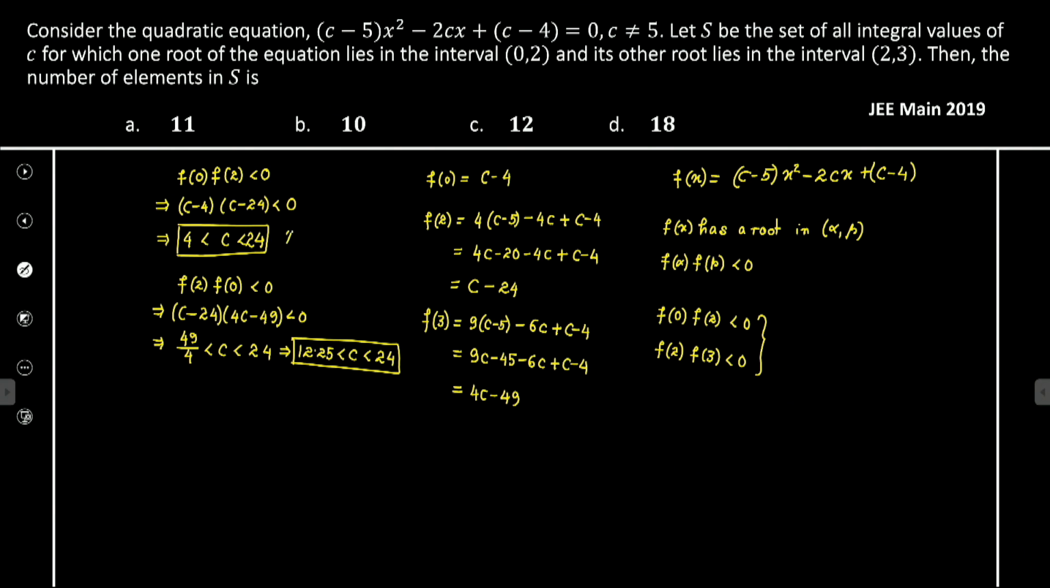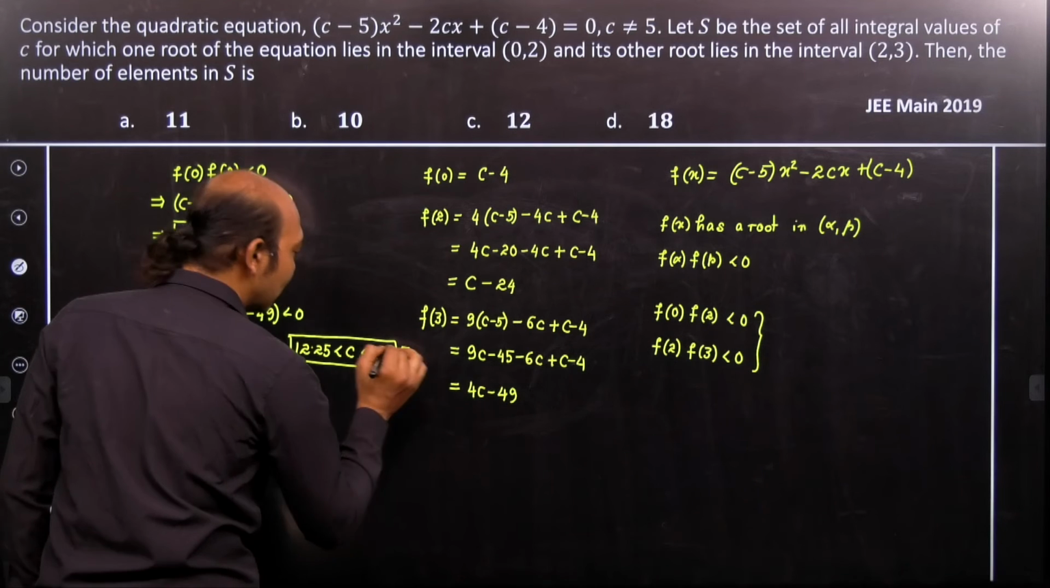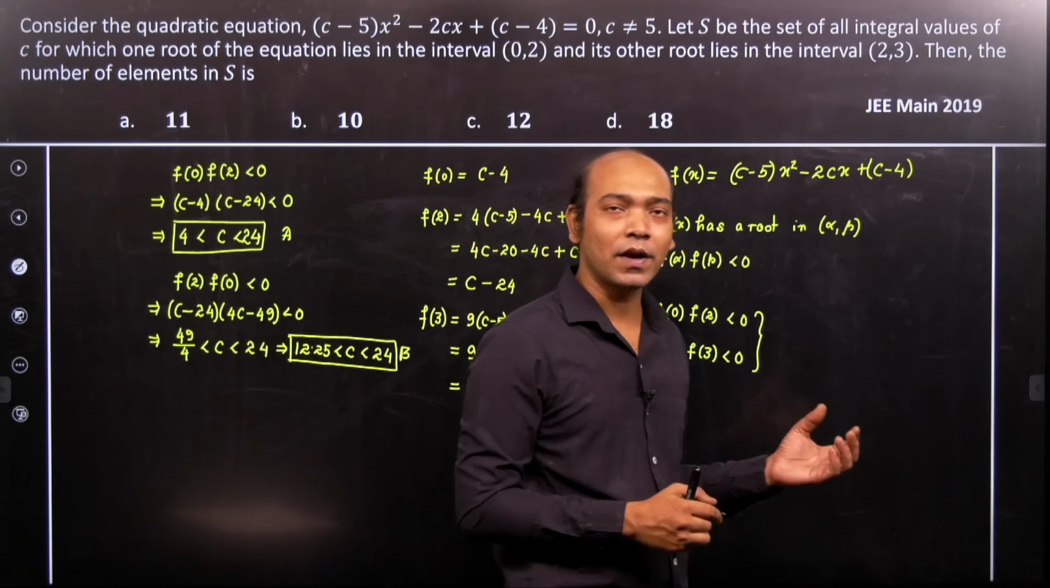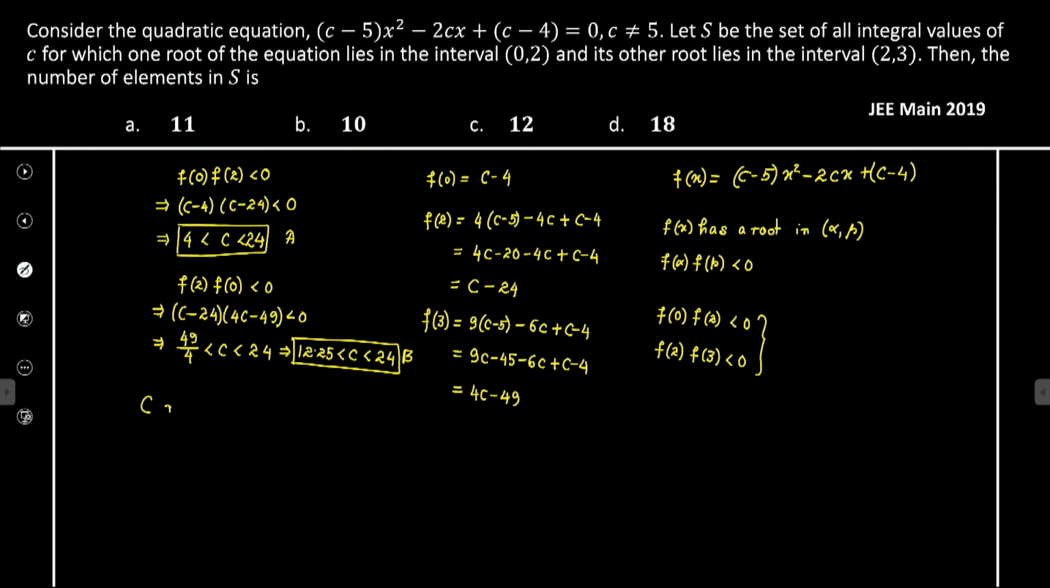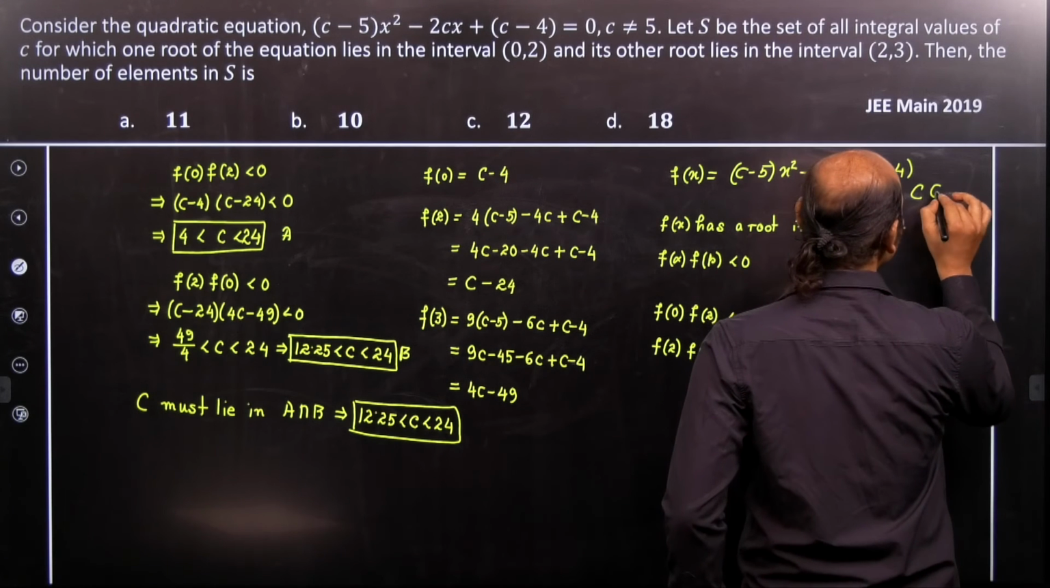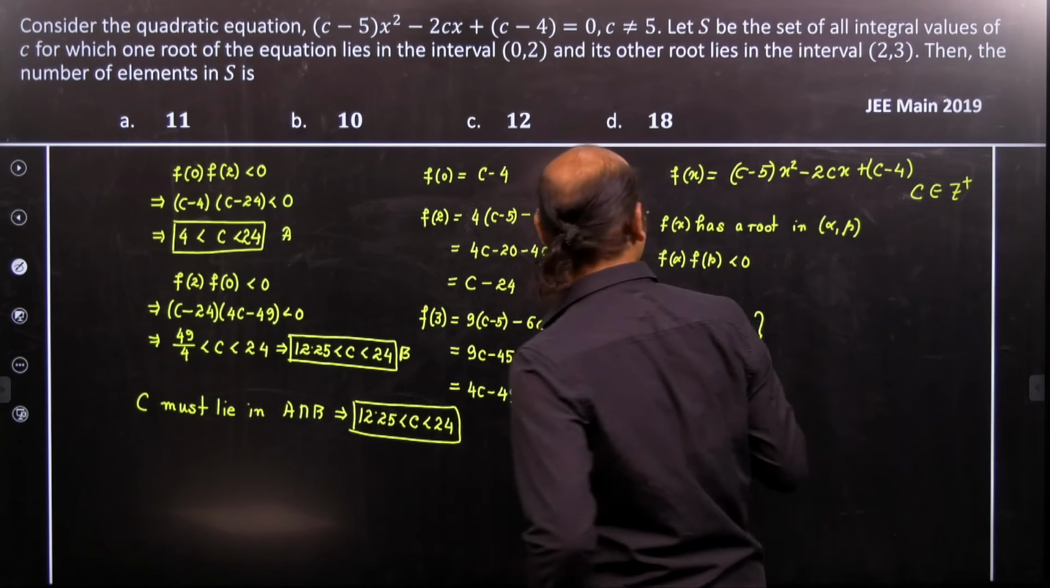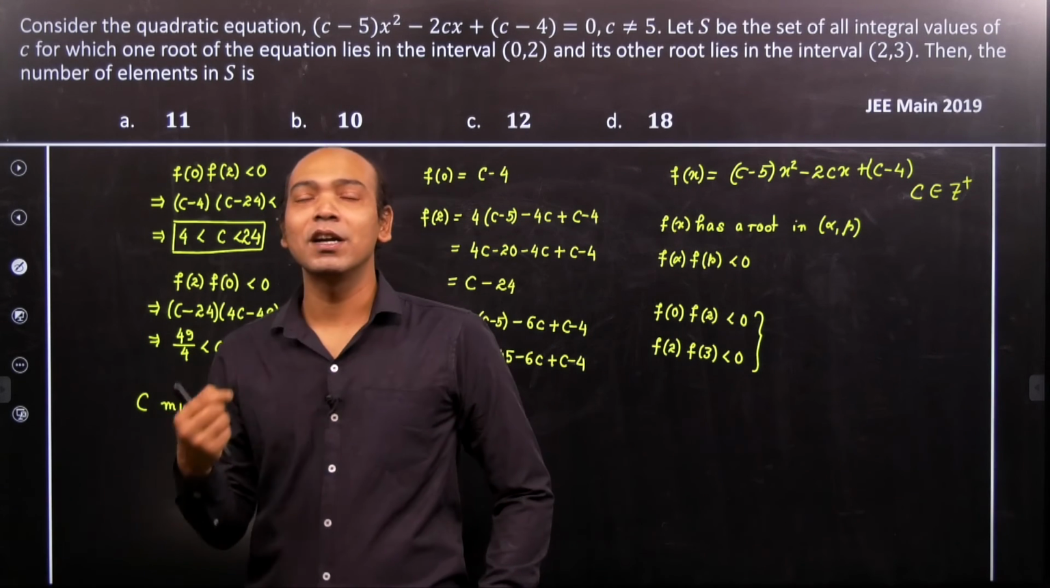If I name these intervals as interval A and interval B, then the two conditions will be satisfied in the interval A intersection B. So we'll say that c must lie in the interval A intersection B. That definitely implies that c lies between 12.25 and 24. So that's the desired interval. Now observe that in this problem it is given that c belongs to the set of positive integers, because we are looking for the positive integral values of c.